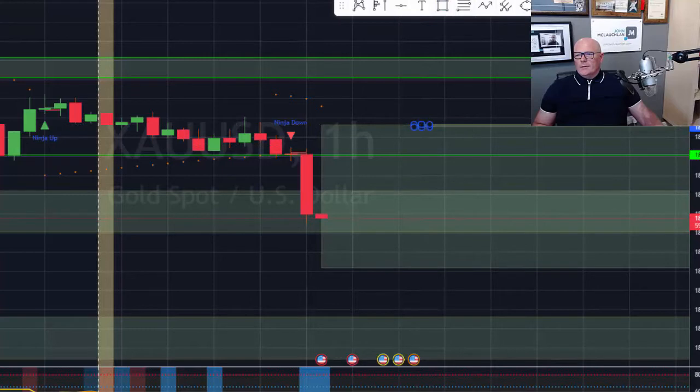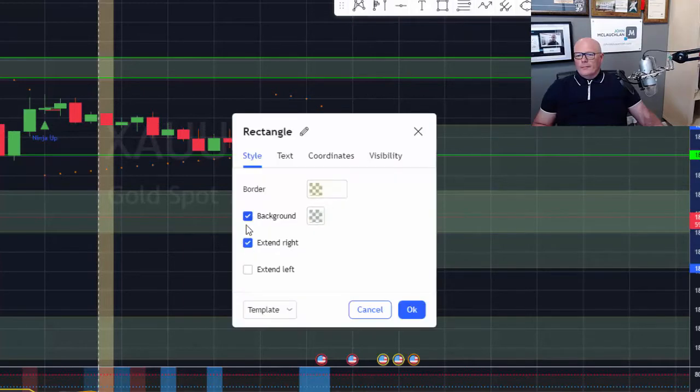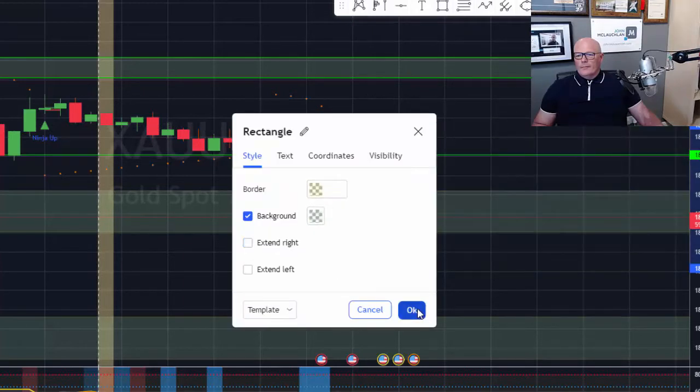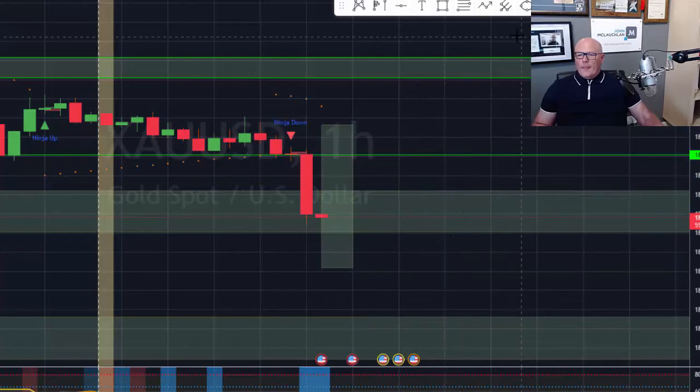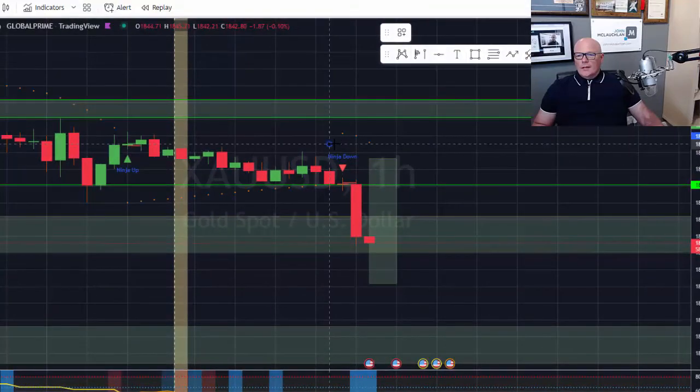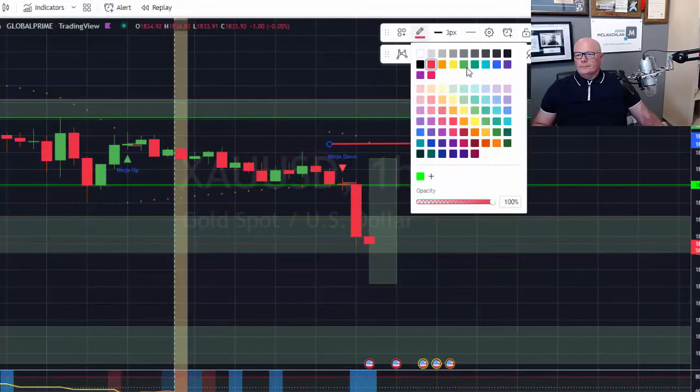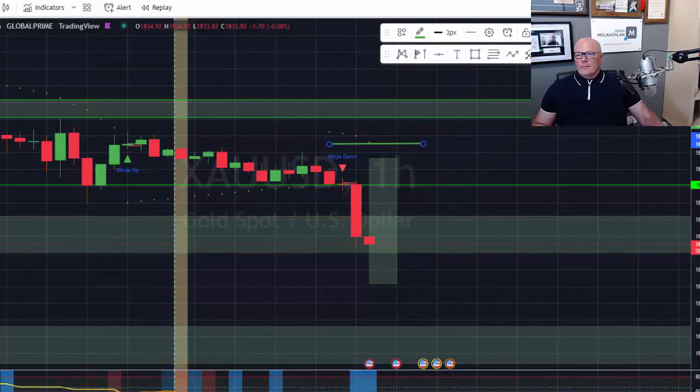Oh, making a mess of this. Then we'll go and put our trend lines on. We'll just lay them on for now. This is going to be our green. And then the red.